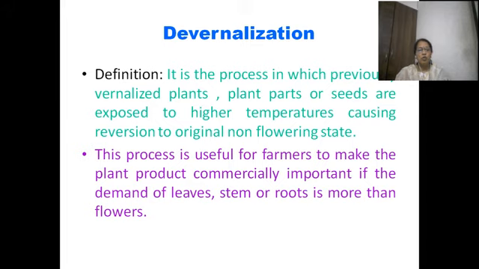This process is useful for farmers to make the plant product commercially important if there is demand for leaves, stem or roots more than flowers. Suppose it is spinach or coriander or fenugreek, methi. If you want the leaves, palak, in such cases we can stop flowering by devernalization. Then you can increase the commercial value. This also can be done in a polyhouse by modifying the condition.